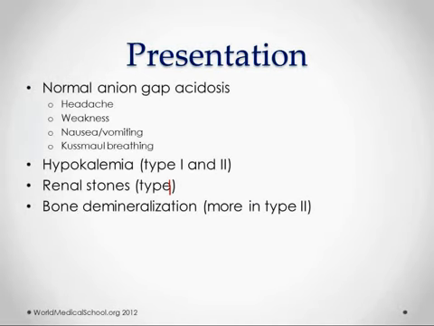So how are these patients going to present? The symptoms are pretty nonspecific, like headache, nausea, vomiting. They're just going to come in sick. But the things that you'll watch out for, like Kussmaul breathing, which we usually associate with DKA, but these are just really deep breaths. And then all the symptoms of hypokalemia we'll see in type 1 and type 2. Renal stones we see more often in type 1. And bone demineralization is more in type 2, but you see it in type 1 as well. So this is like rickets and osteomalacia you'll see with chronic renal tubular acidosis.